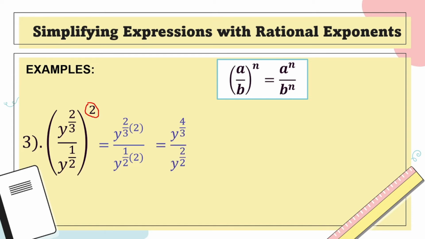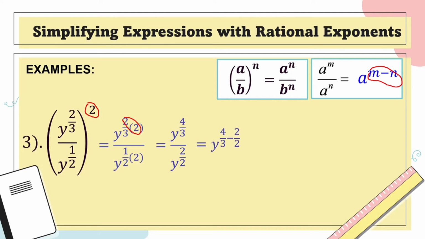After that, we multiply the whole number to the numerator. So 2 times 2, that is 4. Then 1 times 2, that is 2. So we got 4 over 3, then 2 over 2. Then by simplifying, another law of exponent: when division is involved with two of the same base, their exponents are subtracted. So copy the base, then subtract the exponent.